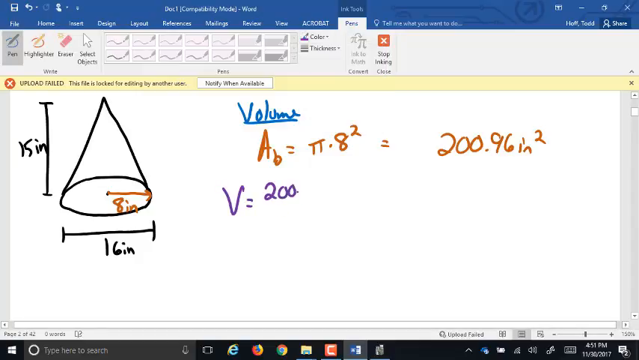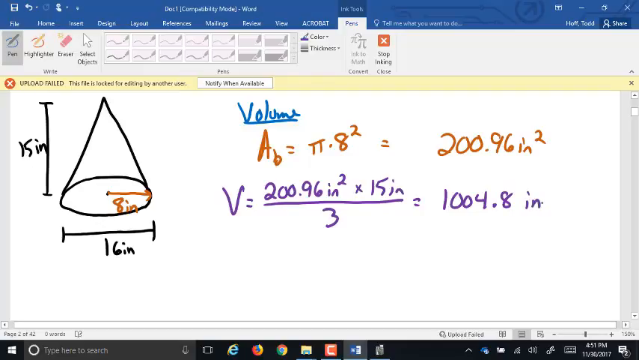The volume: 200.96 inches squared times my height of 15 inches. But just like the pyramid, we have to divide by 3. So this is going to be 1,004 point, is that 0.8? Inches cubed is my volume.